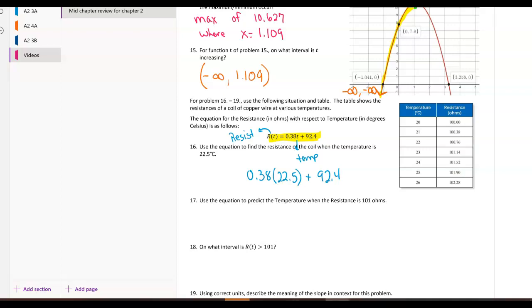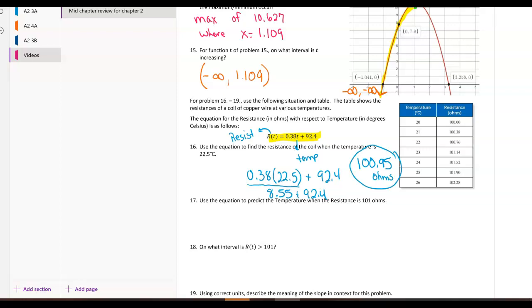So order of operations would have me multiply first. So if I took my 0.38 and multiplied it with my 22.5, I would get this number. And then I should just add it to my 92.4. And when I do, my resistance is going to be 100.95 ohms.